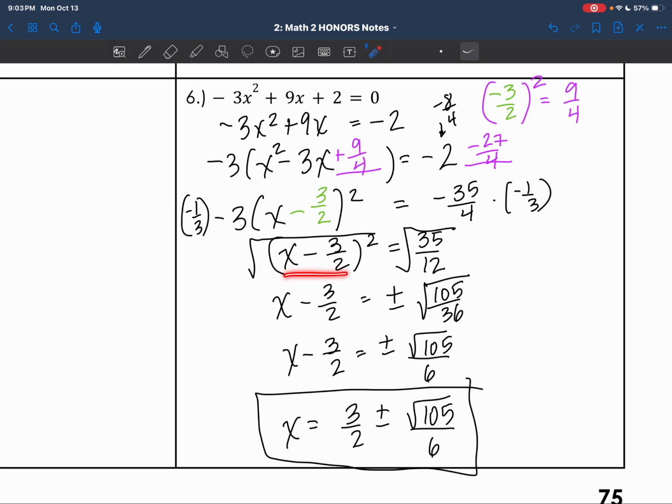And you're left with x minus 3/2 squared equals 35/12. And I just multiplied those going across. And then this is a negative, so it makes it positive. So now I've got this. Now I can take the square root of both sides. Once I take the square root, I've got x minus 3/2 equals plus or minus the square root of 105 over 36.